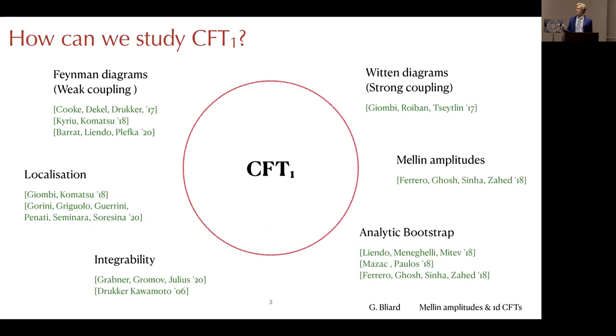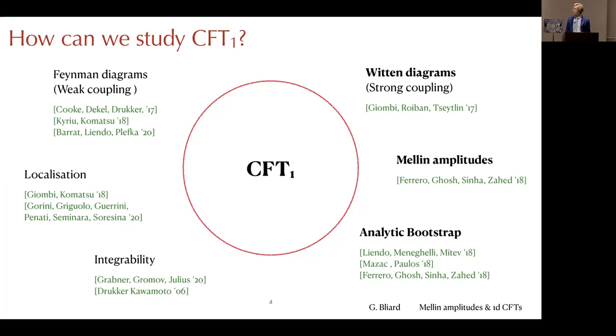So now, hopefully, you will want to be looking at CFT1s, but how can we study these one-dimensional CFTs? At weak coupling, one can use Feynman diagrams, and that has been done in quite a few explicit cases in the past few years. And as you've seen this week in Lucas' talk, for example, we can use localization to look at certain observables in these conformal field theories. And also one of the very interesting choices is to look at integrability through objects like the quantum spectral curve, which we saw through the talk of Andrea earlier.